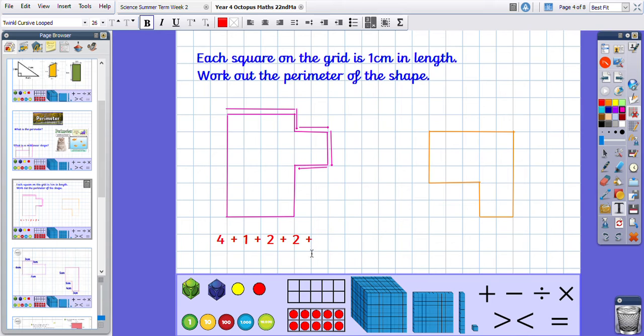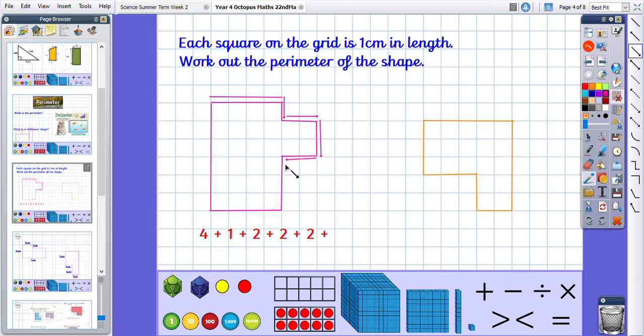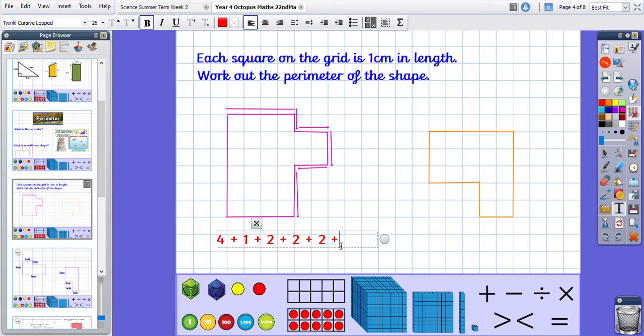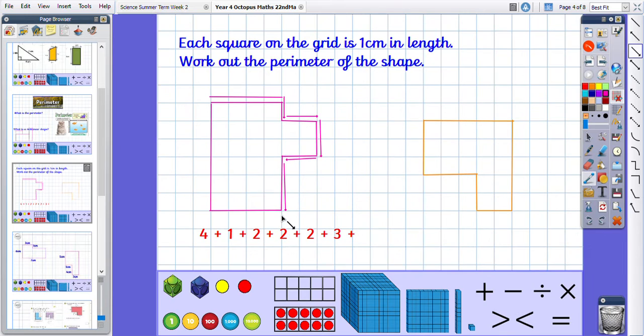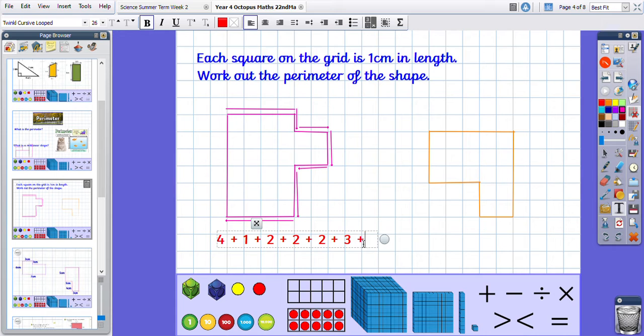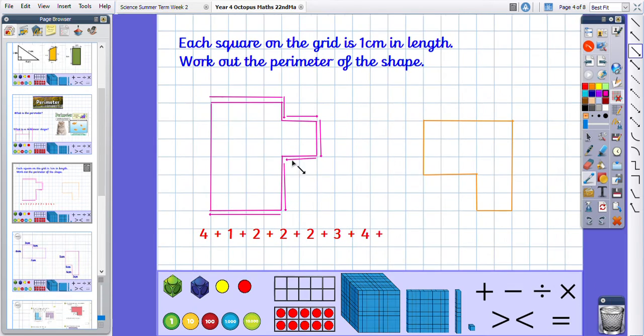There's lots of 2's in this, so I wonder if we could use another method rather than repeated addition. Right, now I'm going to go down 1, 2, 3 this time. Okay, and along 1, 2, 3, 4. And finally up 1, 2, 3, 4, 5, 6.